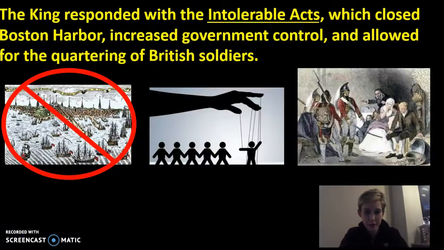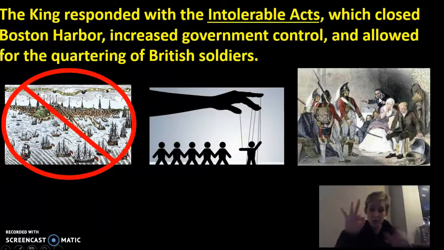Now, it probably doesn't shock you that King George III was not a huge fan of the colonists boycotting and protesting his new laws, so he responded with something called the Intolerable Acts. This did 3 main things. It closed Boston Harbor, the place where shipping happens, where boats come in and out for trade, which really hurts the colonies. He also increased government control by taking away the colonies' local governments and replacing them with British government leaders. And lastly, it allowed for the quartering of British soldiers.